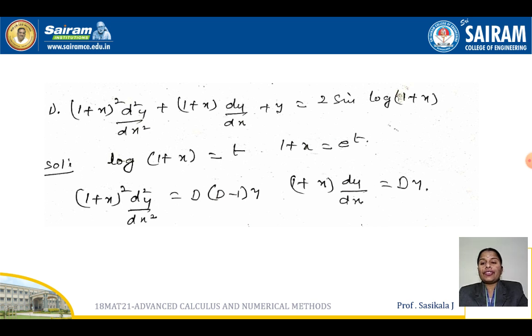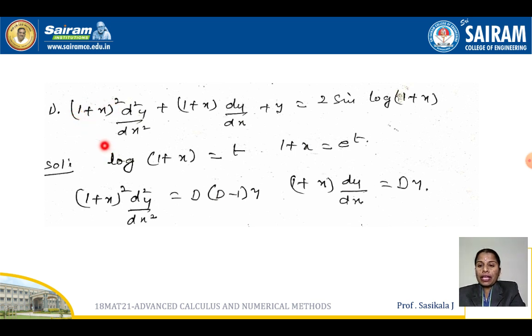We'll go with the first question: (1 plus x) the whole squared d squared y by dx squared plus (1 plus x) into dy by dx plus y equals 2 sine log of (1 plus x). The question will never mention whether you are supposed to use Cauchy's or Legendre's. You have to identify, depending on the coefficient, whether you have a variable coefficient, and if so, what type of variable coefficient you have.